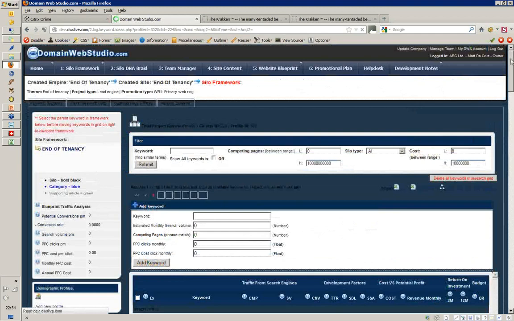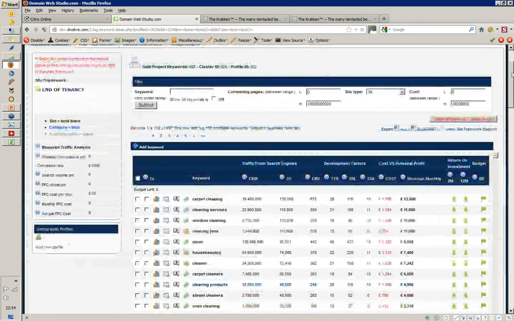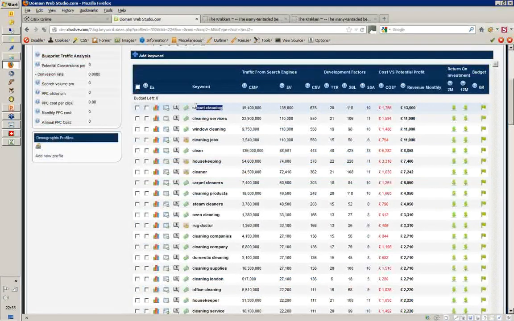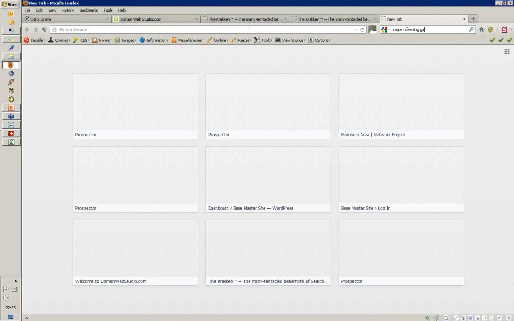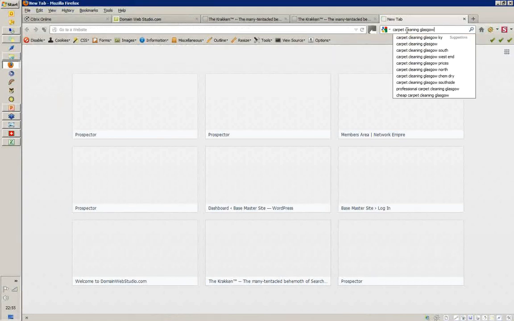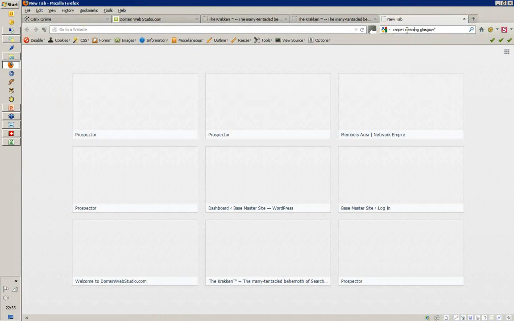So carpet cleaning, it's 19 million pages. If we took carpet cleaning, for example, and we just say carpet cleaning Glasgow, just an example, this is where we're speaking about the modifiers. We look at that in phrase match.